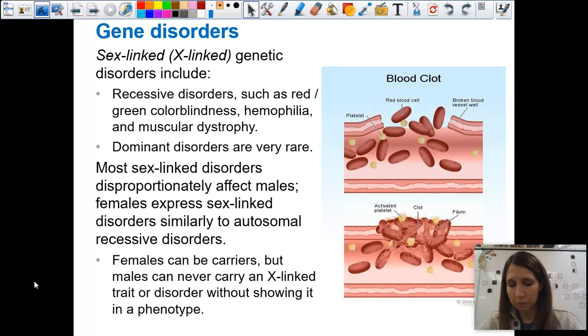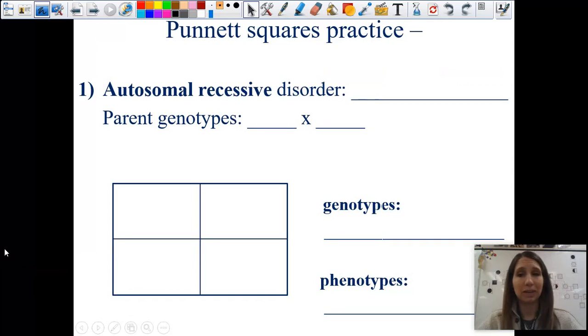Now, that being said, because females can be heterozygous and have dominant and recessive, if a disorder is recessive on the X chromosome, females can carry those. Females can be carriers and pass them on to their offspring. Males, on the other hand, can never carry an X-linked trait or disorder without showing it in the phenotype. So males, it's either they have it or they don't, and it's very much cut and dry. Females, on the other hand, there can be some questions sometimes about whether or not she could be a carrier or if she's potentially homozygous.